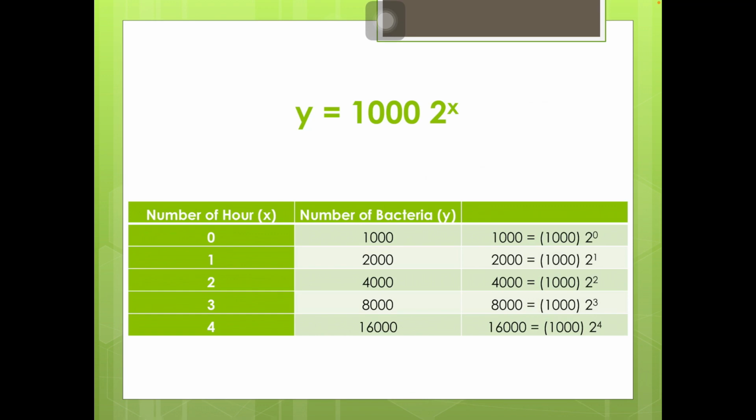So 1,000 is equal to 1,000 times 2 raised to 0. Then for 2,000, 1,000 times 2 raised to 1. For 4,000, 1,000 times 2 raised to 2. For 8,000, 1,000 times 2 raised to 3. And the last, 16,000 is equal to 1,000 times 2 raised to 4.